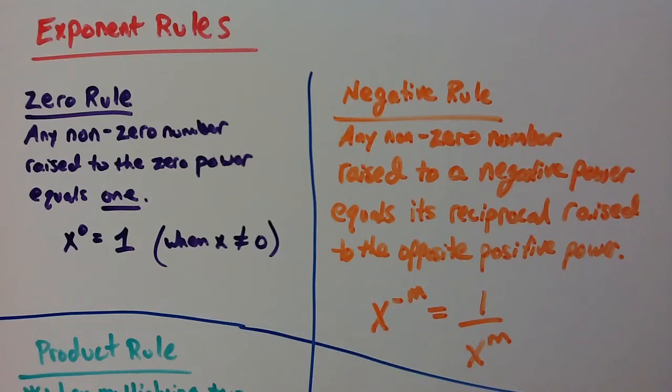The second rule is the negative rule. This rule says that any non-zero number raised to a negative power equals its reciprocal raised to the opposite positive power. So if you had x to the negative m, we would take the reciprocal, so we would flip that to be 1 over x to the positive m.